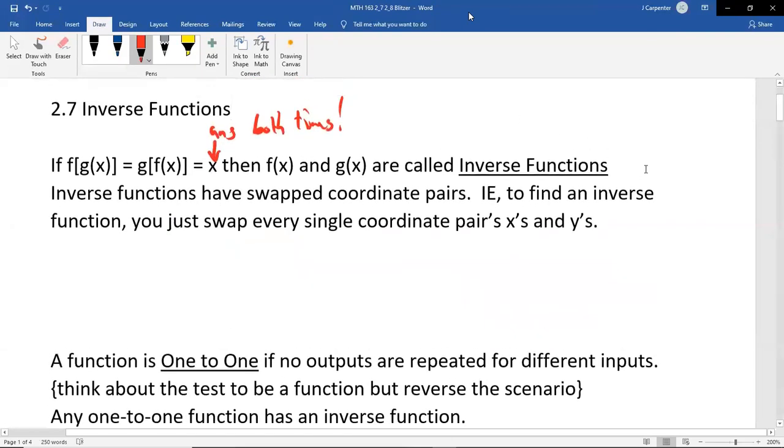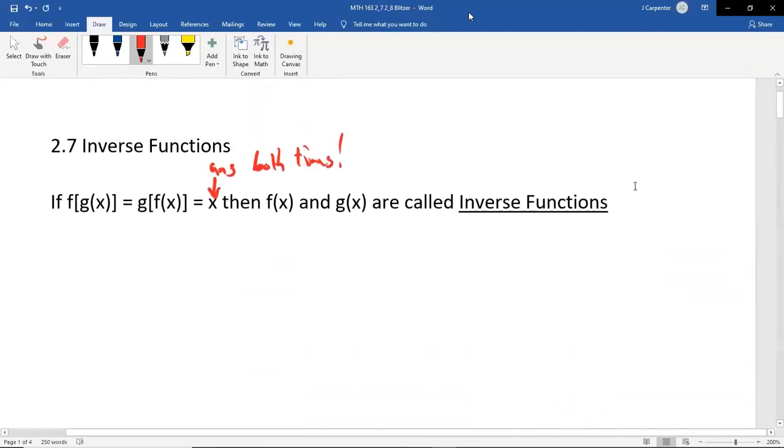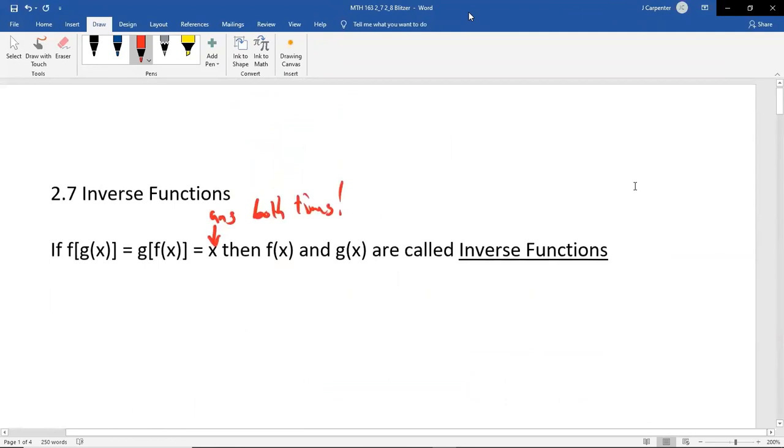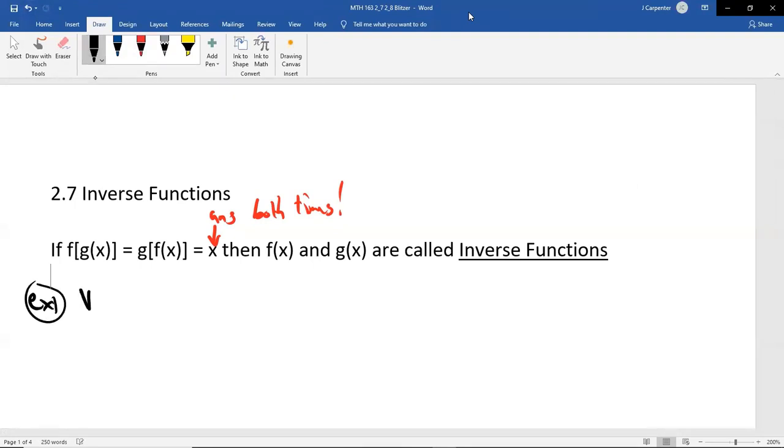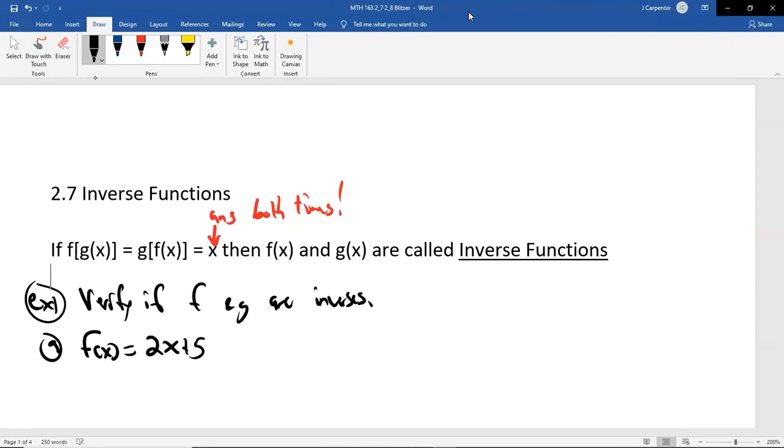Now, I bumped this down not quite enough. Far enough, there we go. So we just wanted to look at that line. So for example 1, verify if f and g are inverses. For A, we're going to have f of x be equal to 2x plus 5, and then g of x, we're going to let be x minus 5 over 2.